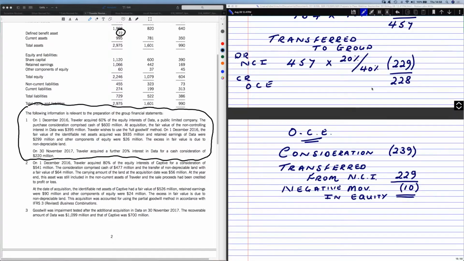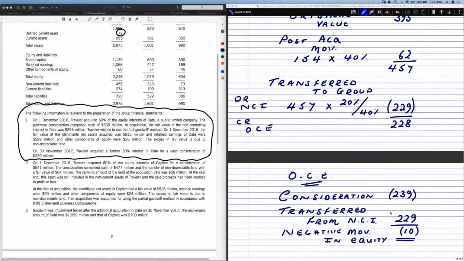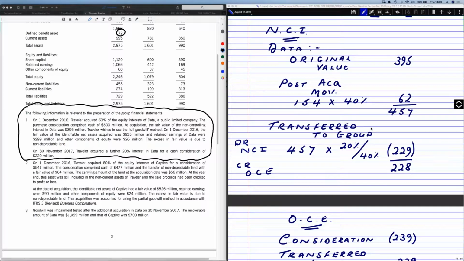Before we have a little break, please, I'm going to ask you this. It's a good question from Tasneem, and it's a question to all of you. What if the goodwill was impaired? What if the goodwill was impaired on the 31st of October 2017? Okay, so we've not calculated the goodwill, but I just want you to think about this.